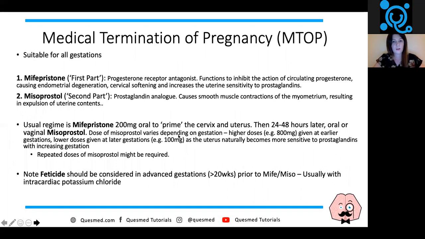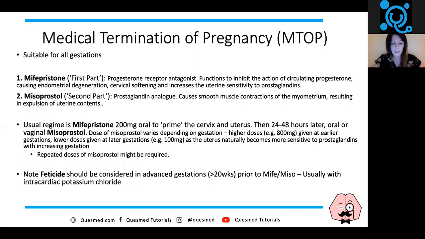So again, there's a few different management plans for termination of pregnancy. Medical termination of pregnancy is suitable for all gestations. It usually proceeds with two parts. The first part is mifepristone. This is a progesterone receptor antagonist, and it functions to inhibit circulating progesterone functioning to cause endometrial degeneration, cervical softening, and increases uterine sensitivity to prostaglandins.